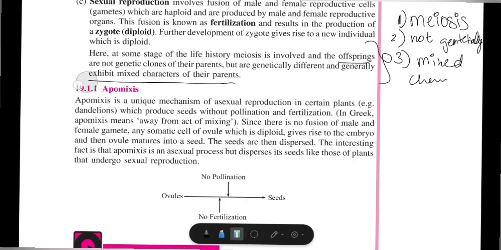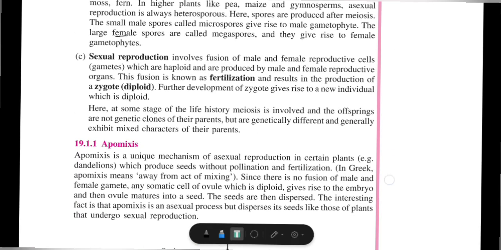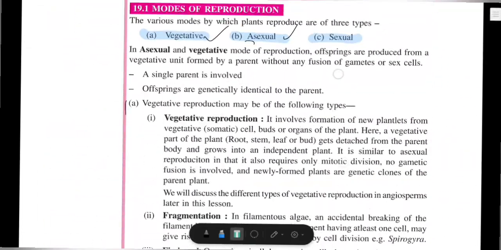So that is it for our topic of modes of reproduction. We learned that there are three modes of reproduction: vegetative, asexual and sexual reproduction, and we learned a lot about them.